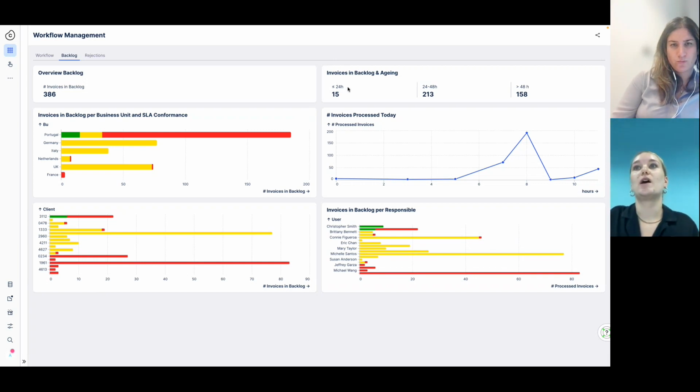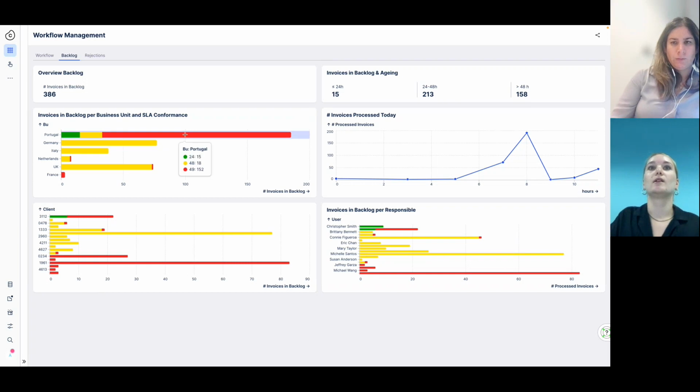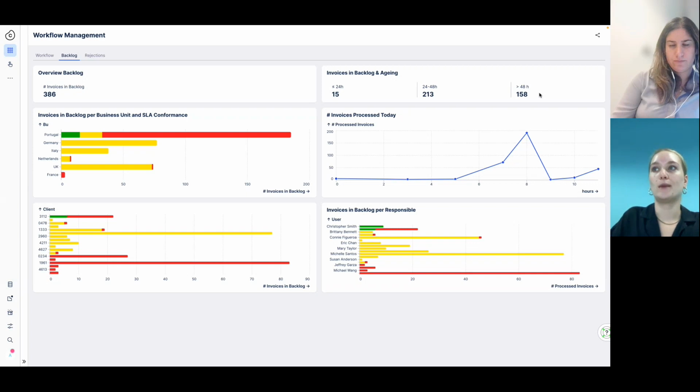So we want to see how many invoices have been waiting in the backlog and for how long. So how many have been in there for 24 hours, how many between 24 and 48 hours, and how many for more than 48 hours. So this also allowed the team to prioritize the ones that have been in there for more than 48 hours, we need to do something about it, because otherwise, if they stay in there for too long, for a week or more, they might reach their due dates even before going through the workflow.